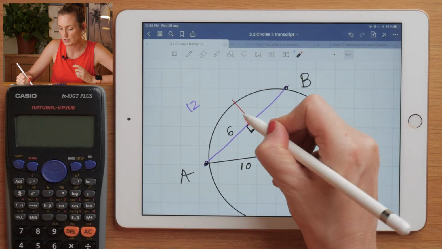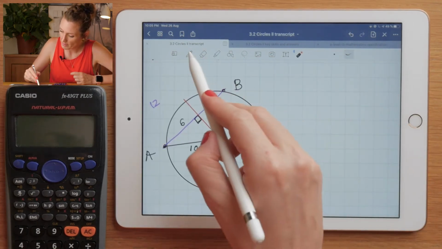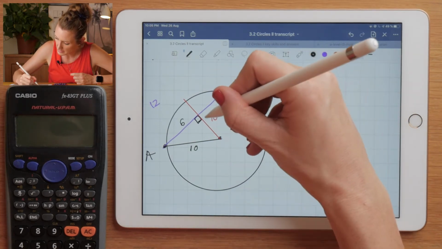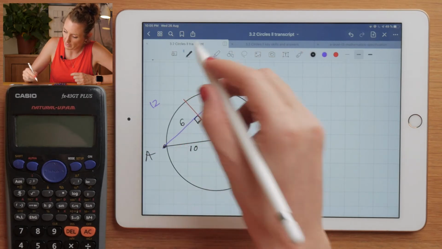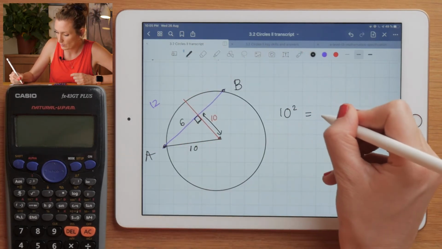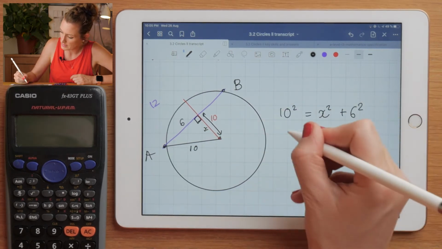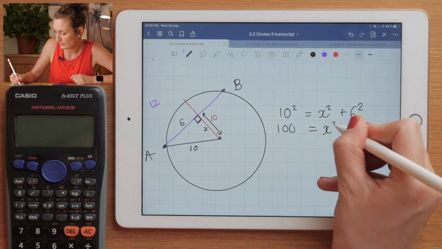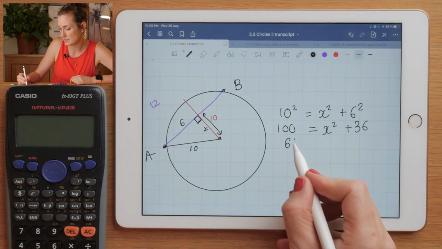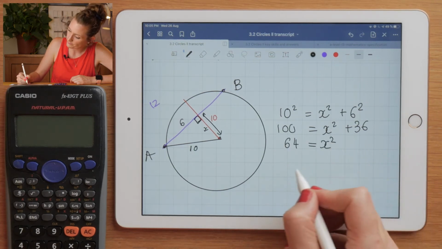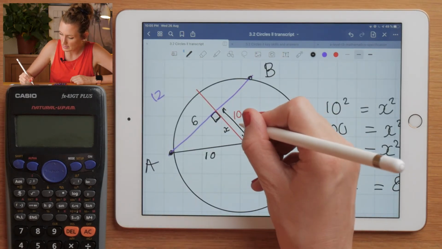We want from the midpoint to the circumference, and I'll get to that in a second. So use Pythagoras' theorem here to find the length x, and x is from here to here. So here's the height because it's opposite the right angle. So we have 10 squared equals x squared plus 6 squared. 10 squared is 100, and 6 squared is 36. 100 take away 36 is going to be 64, is x squared, and the square root of 64 is equal to 8. So that distance there is 8.